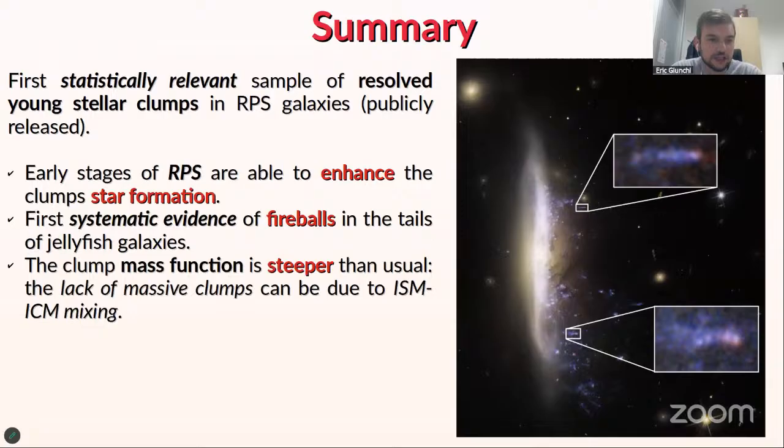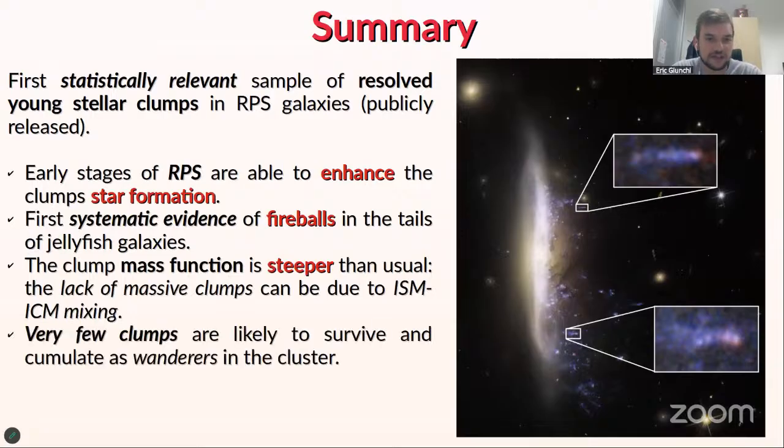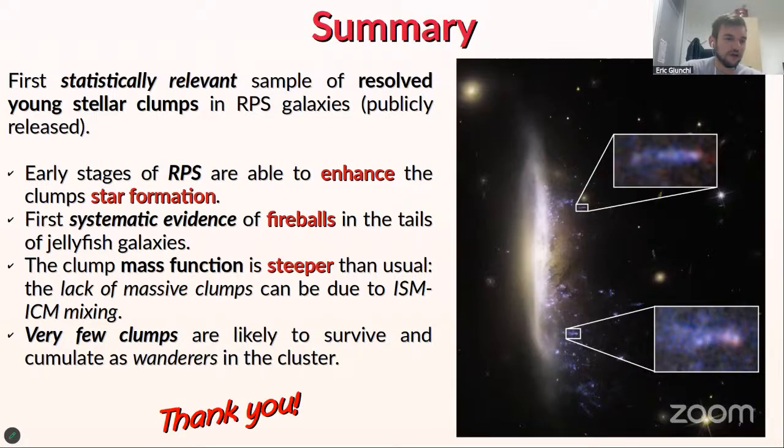And essentially, we have observed a statistically relevant sample of clumps. We have shown that ram pressure stripping can enhance star formation. We have seen the fireballs for the first time. We have seen that there is a lack of massive clumps, and we have also seen that very few clumps are likely to survive. Sorry, I think I went very beyond the limit of time, but thank you very much.